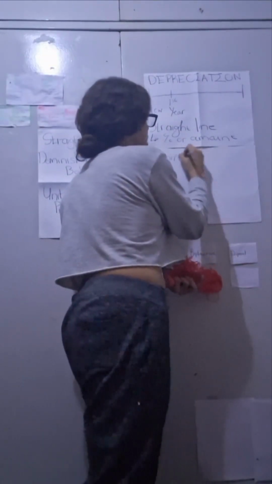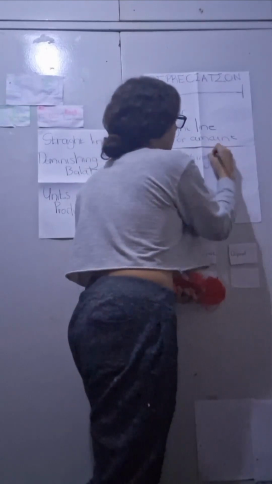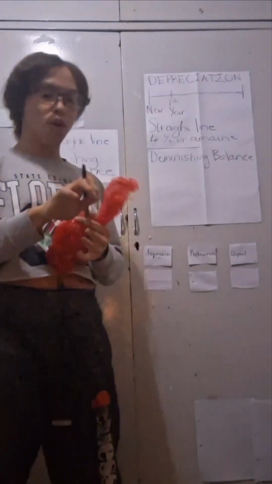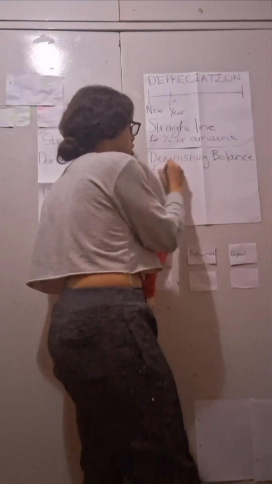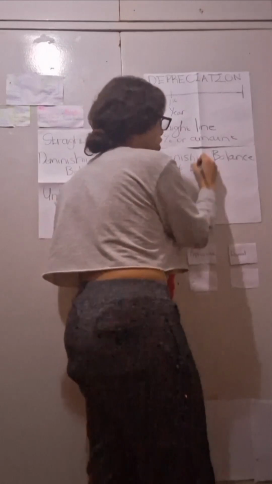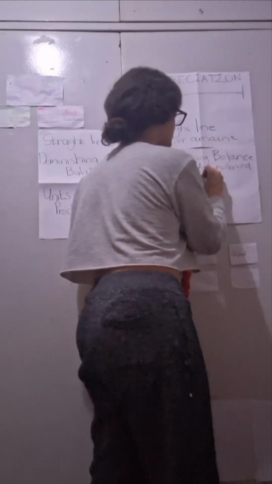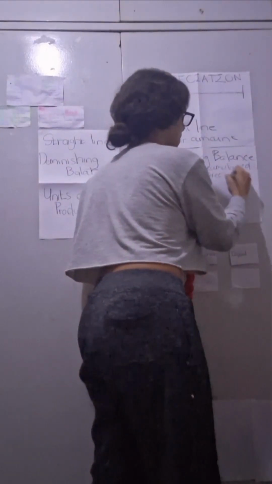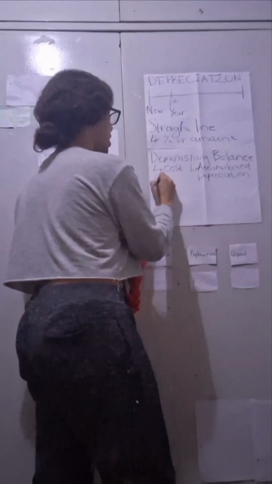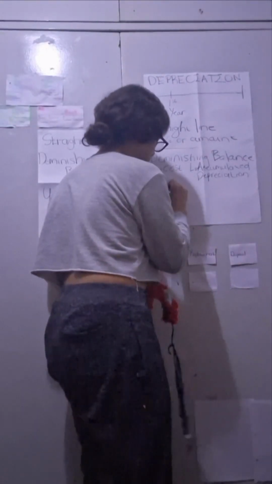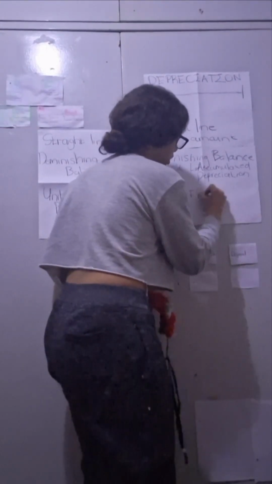Secondly, we have the diminishing balance method. For the diminishing balance method, we will need three things. We will need the cost, we will need the accumulated depreciation, and we will need the percentage at which the asset will be depreciated. Thirdly is the units of production.